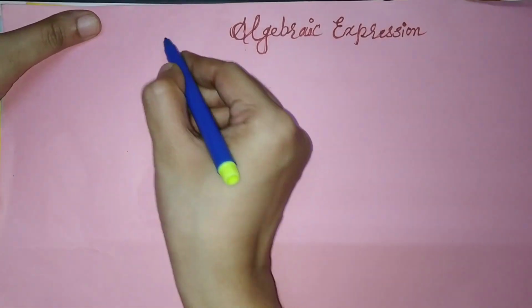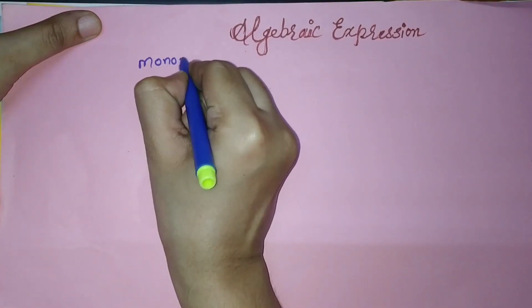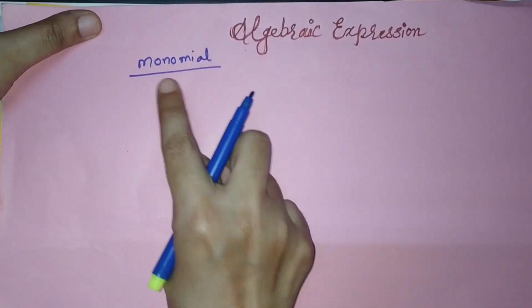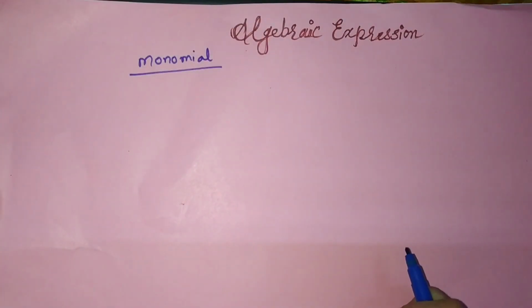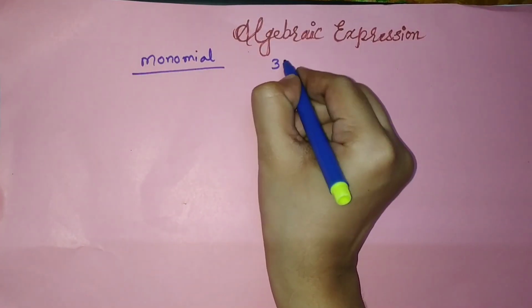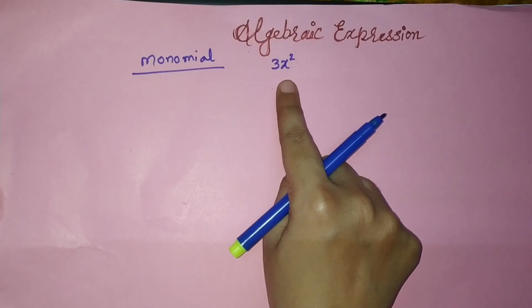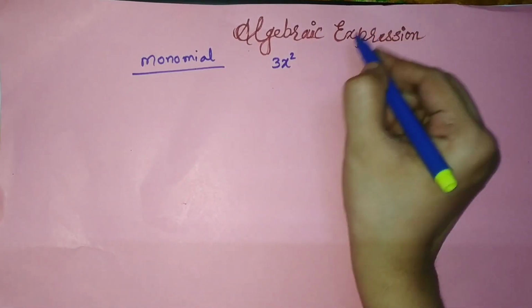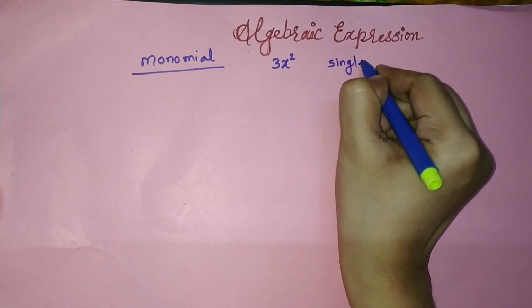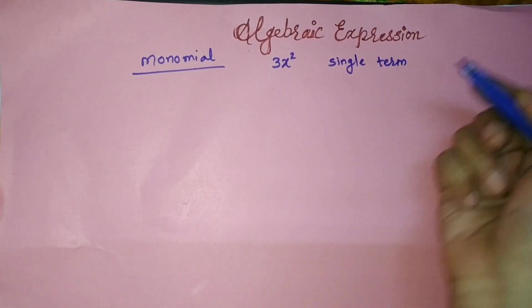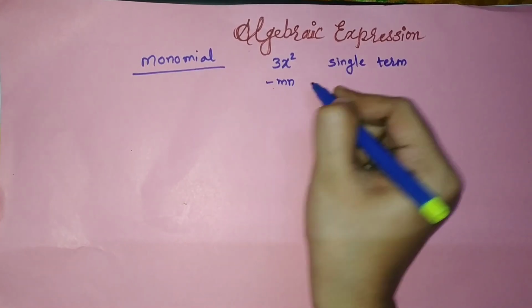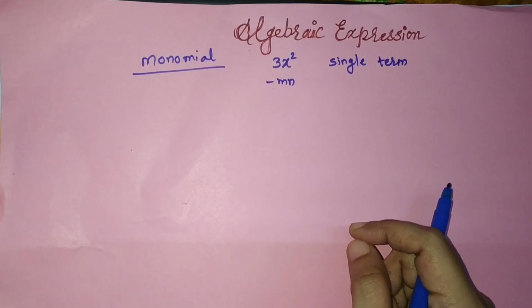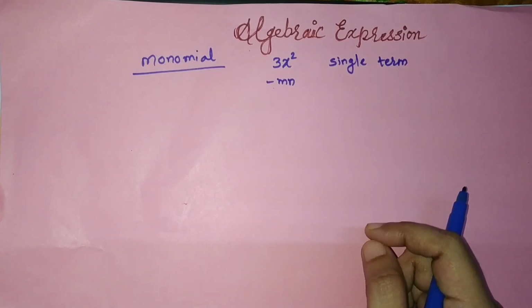So here, if we are talking about a single term, we have a monomial. So friends, here in monomial, what is mono? It defines a single term, or just a simple expression you can say. For example, if I am speaking about 3x square, this 3x square is just a single term. So monomial expressions are the expressions which contain a single term. Mono means single, like 3x square, minus mn. So this single term we are going to call a monomial.